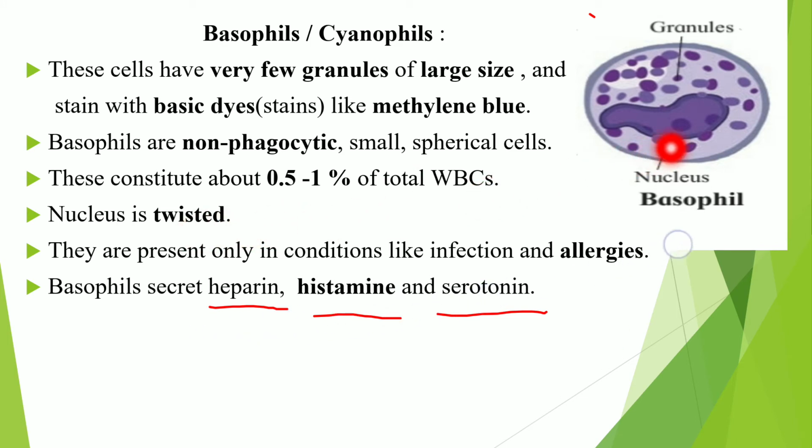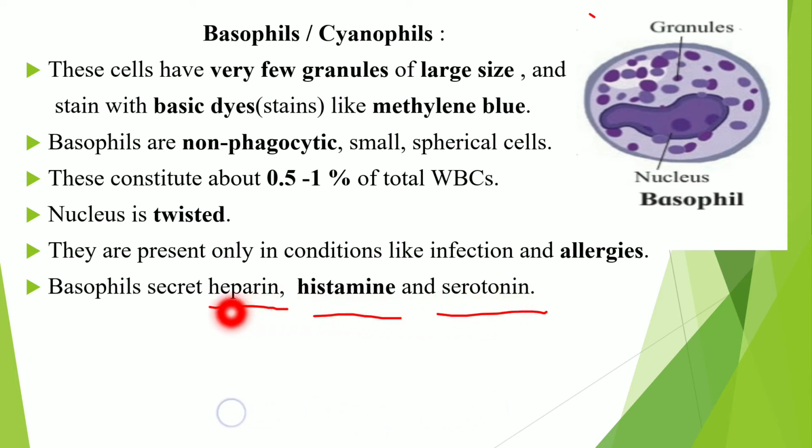So see the nucleus of this basophil, it is twisted. They are present only in condition, means they are present in the body only in condition like the any infection or allergies. So this basophils it can secrete three important secretion. One of them is heparin, another is histamine, and third is serotonin.